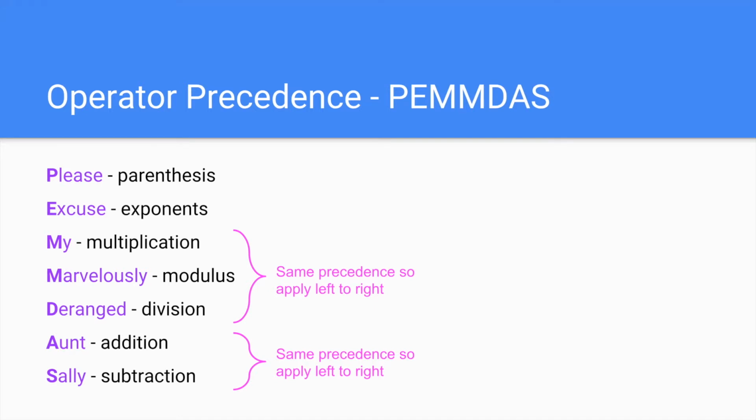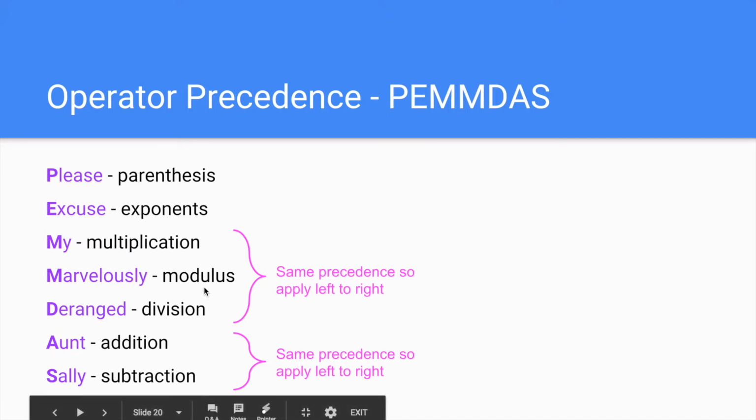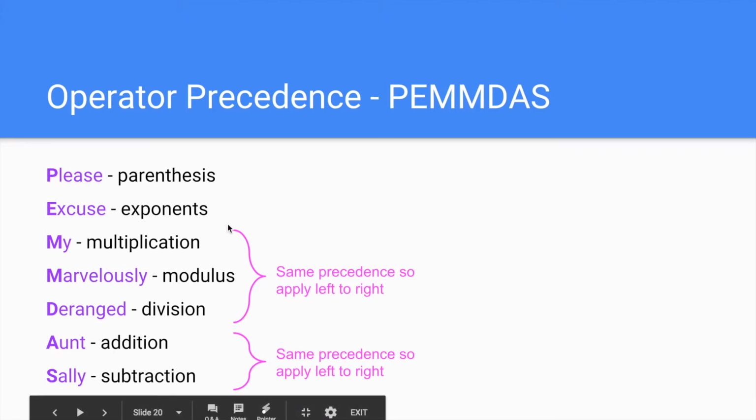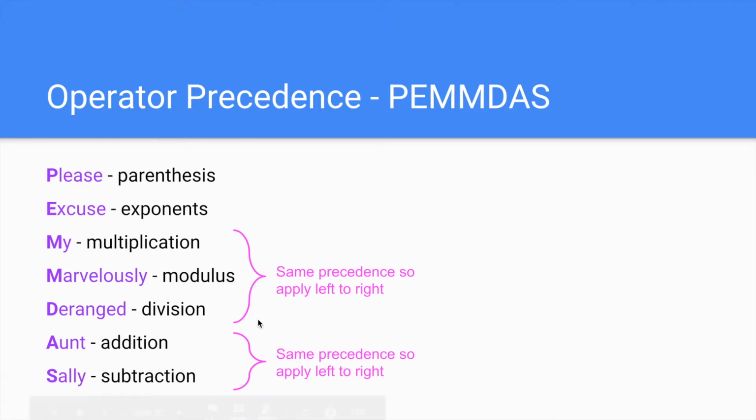And then operator precedence in Java is PIMDAS. So the same as what you learned in algebra, except we have this extra M for modulus. So it changes to, please excuse my marvelously deranged Aunt Sally. And multiplication, modulus, and division all have the same precedence, so you apply them from left to right. And then addition and subtraction have the same precedence, and so they get applied left to right, just like before.